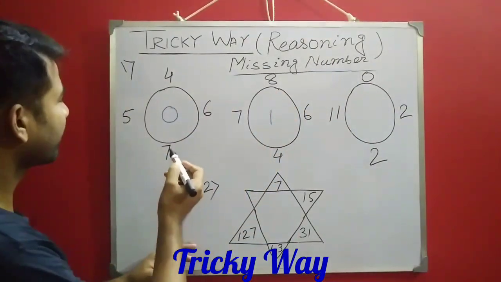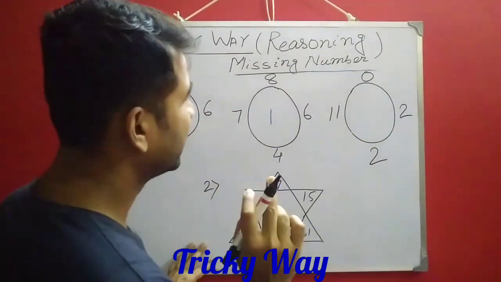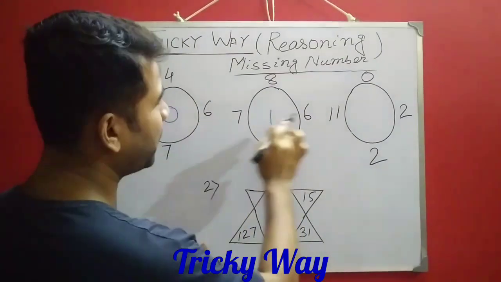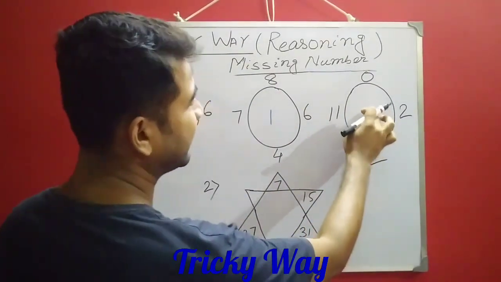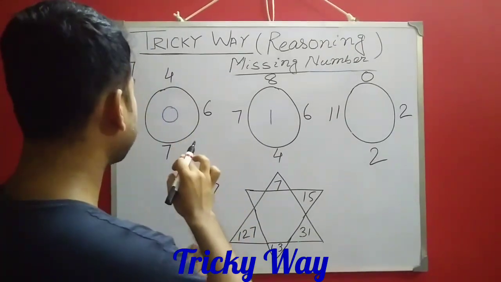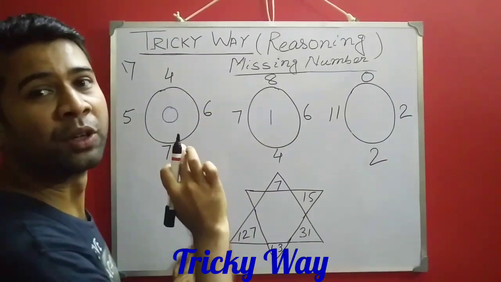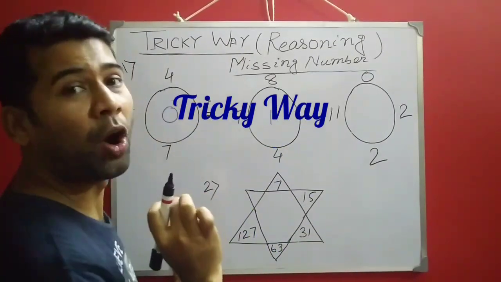So here, at first we have to find out the missing number. It is a problem and the missing number is here. Our target is to identify this value from those values by any mathematical operation.